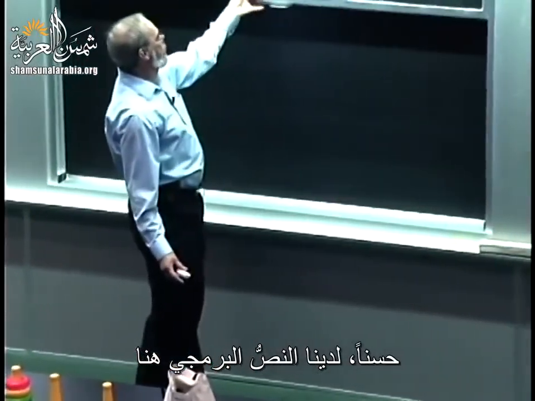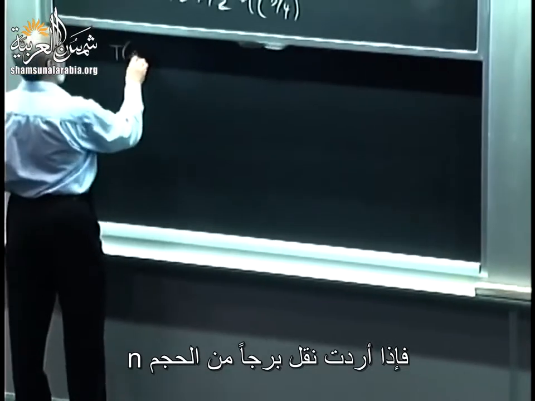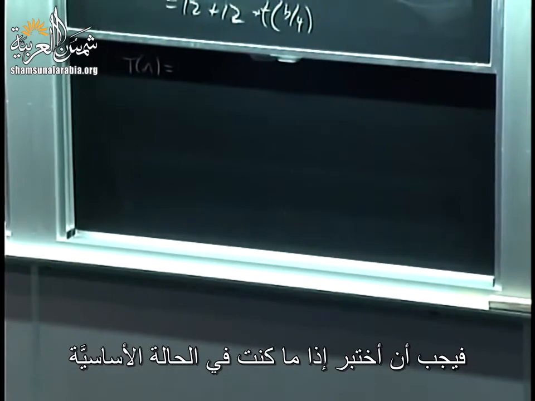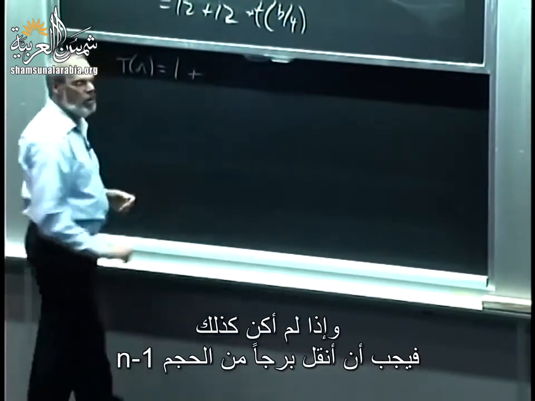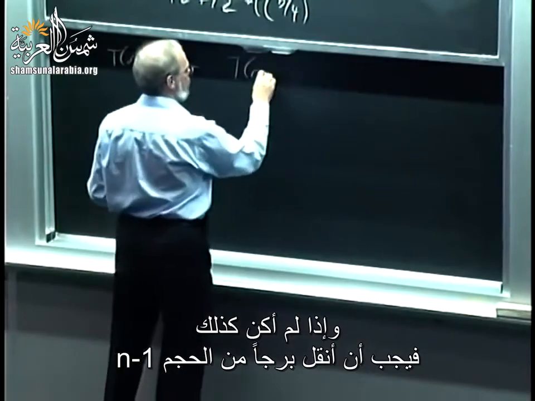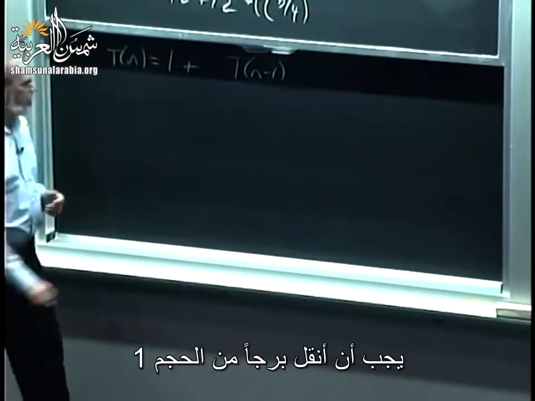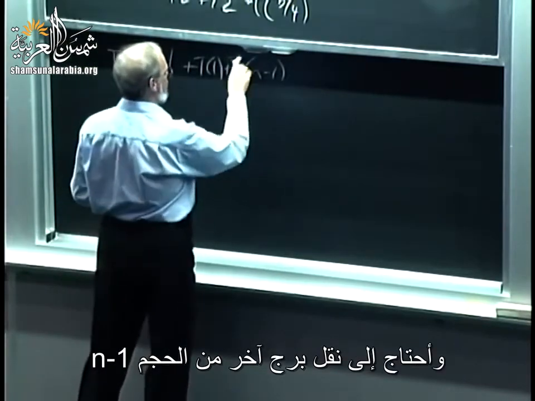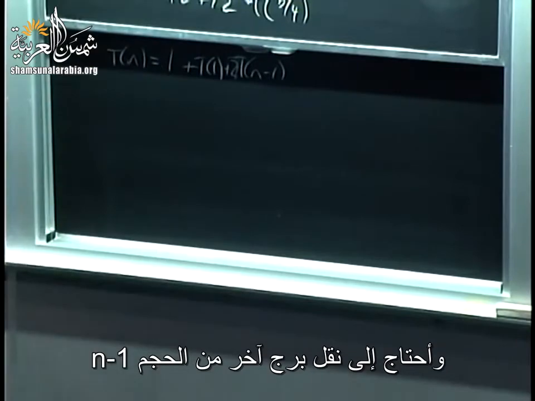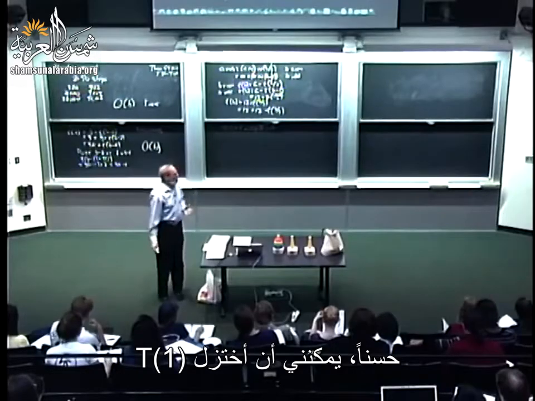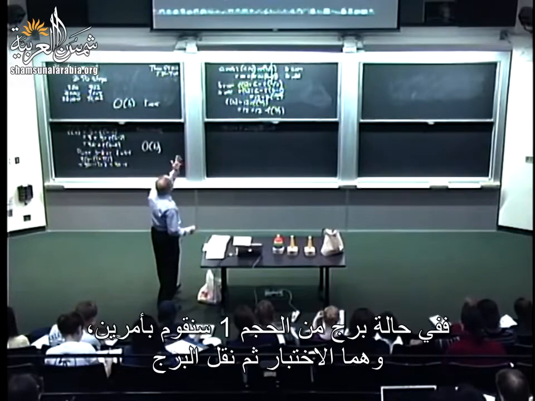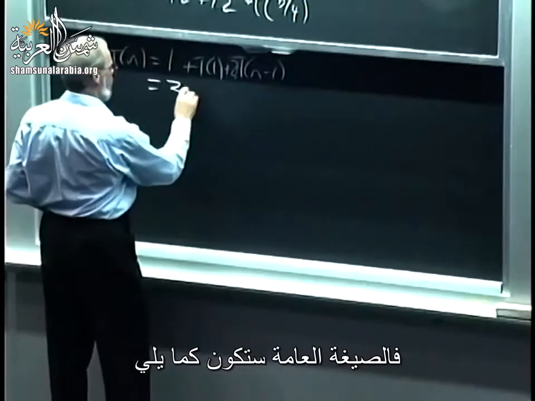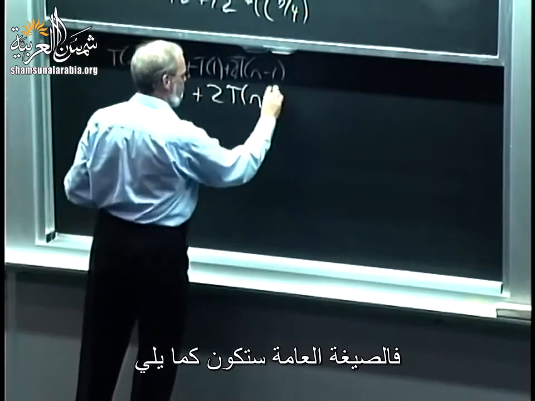Given the code up there, if I want to move a tower of size n, what do I have to do? I've got to test to see if I'm in the base case. And if I'm not, then I need to move a tower of size n minus 1. I need to move a tower of size 1. And I need to move a second tower of size n minus 1. T of 1 I can also reduce. In the case of a tower of size 1, basically there are two things to do, right? I've got to do the test and then I just do the move. So the general formula is that.